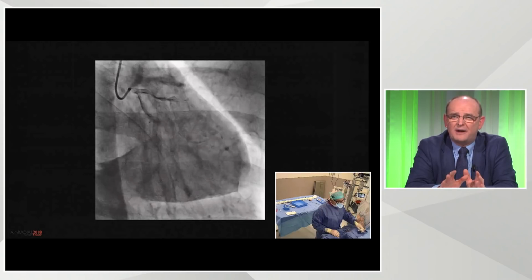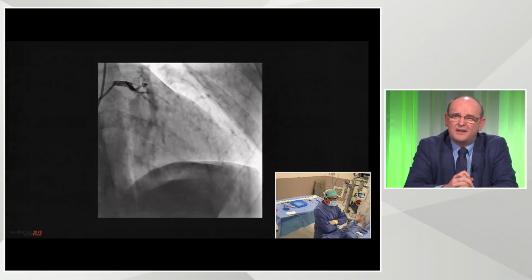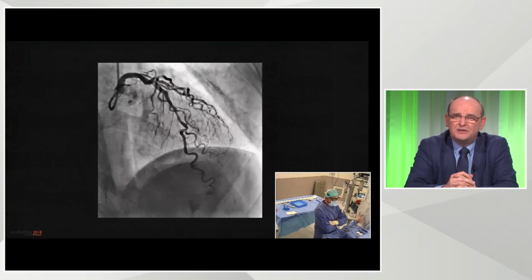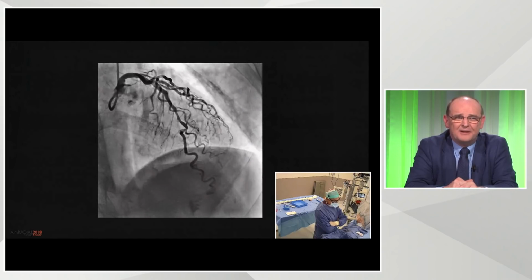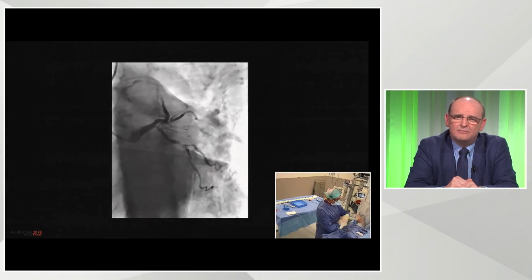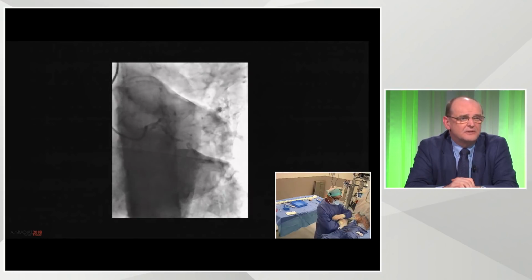It clearly involves a bifurcation. I think it's a kind of 1-1-0 bifurcation, depending on how you categorize which is the main branch. But I think pressure wire probably to the LAD and treatment of the circumflex.